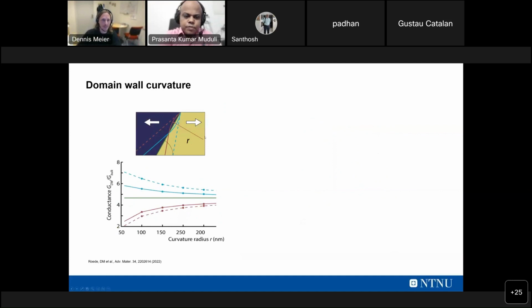And within this area, we then also compared the effect of having different curvature radius. A wall that is not straight, it can be convex or concave. And you really see that this has a huge impact. The conductance varies by several percent. So it can be 4 times higher for convex and concave walls, what's shown here. So you see on the x-axis, we're changing the curvature radius, and then you see the effect on the domain wall conductance. So it matters a lot if the wall is curved, in what direction it is curved, and all this contributes to the conductance.